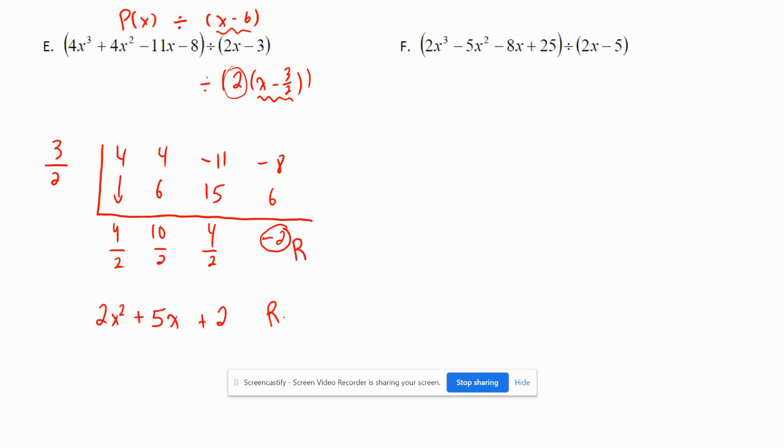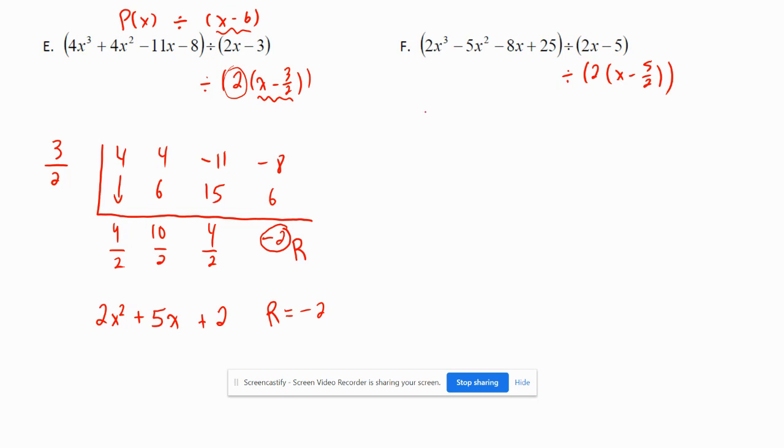Now, the thing we need to be careful with here, we don't divide this remainder by 2. If you're really curious about why we don't, come and find me in class, guys. Send me an email or a message, and I'll try to explain it in a bit more detail. But with this 2, we divide the quotient by 2, not the remainder. Okay, so this 4 becomes a 2x squared, 10 becomes a 5x, 4 becomes a 2. The remainder remains at negative 2. Okay. Similarly, for this guy over here, this is like a 2x minus 5 over 2, like this.